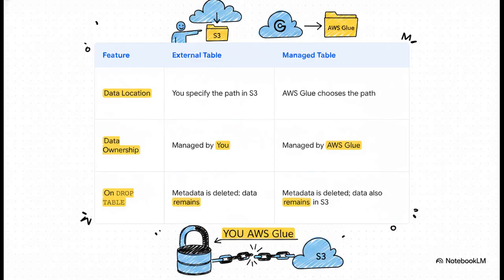Now, inside that catalog, you've got two main ways to define your tables, external or managed. With an external table, you tell Glue exactly where the data is in S3. With a managed table, you basically say, hey Glue, you figure out the best place to put this in S3 for me. But here is the most important part, so listen up. No matter which one you choose, you always own the underlying data. And get this, if you drop a table, all that gets deleted is the metadata, the pointer. Your actual data files, they stay safe and sound right where they were in S3. Your precious data is never deleted.